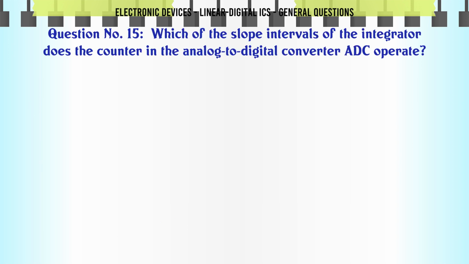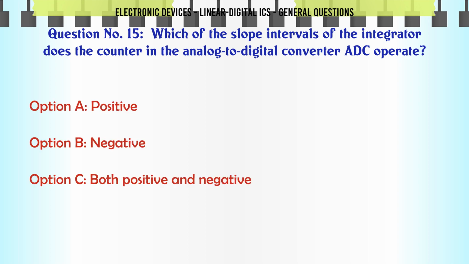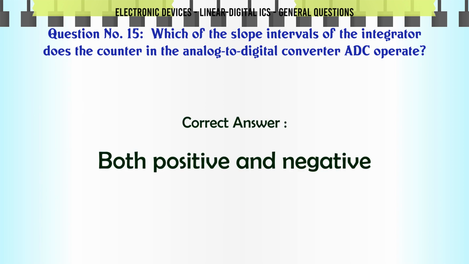During which of the slope intervals of the integrator does the counter in the analog to digital converter ADC operate? A. Positive. B. Negative. C. Both positive and negative. D. Neither positive nor negative. The correct answer is both positive and negative.